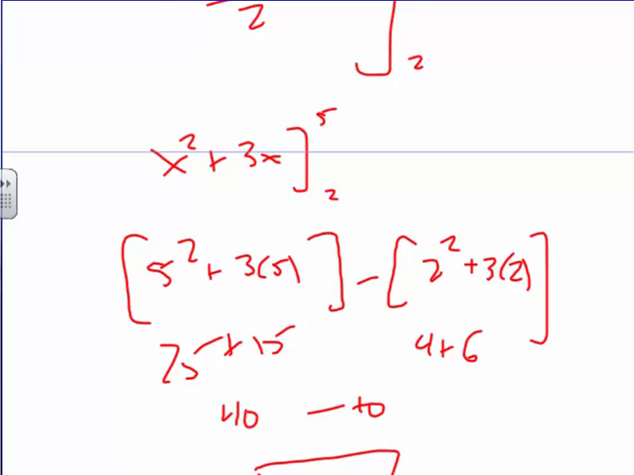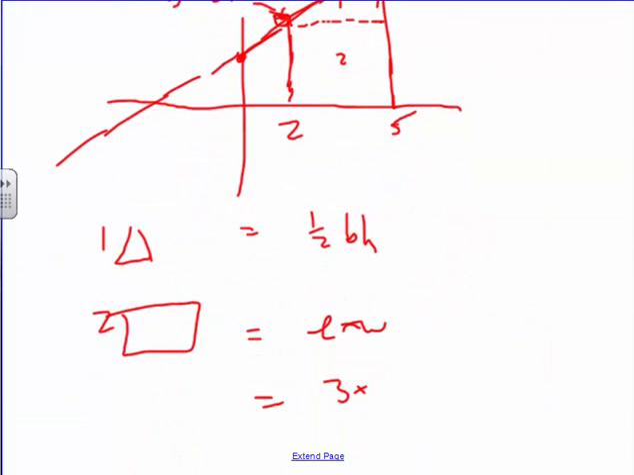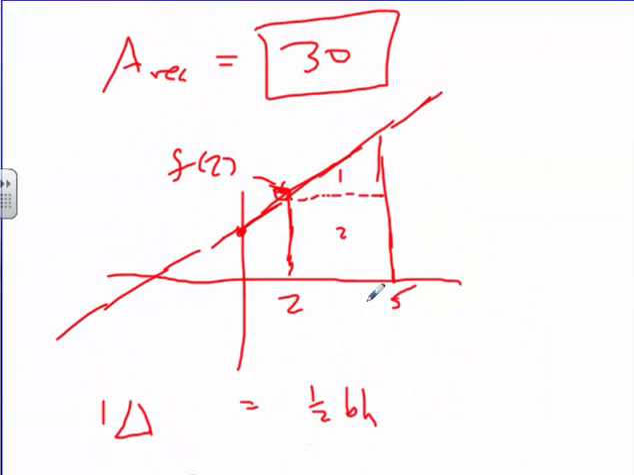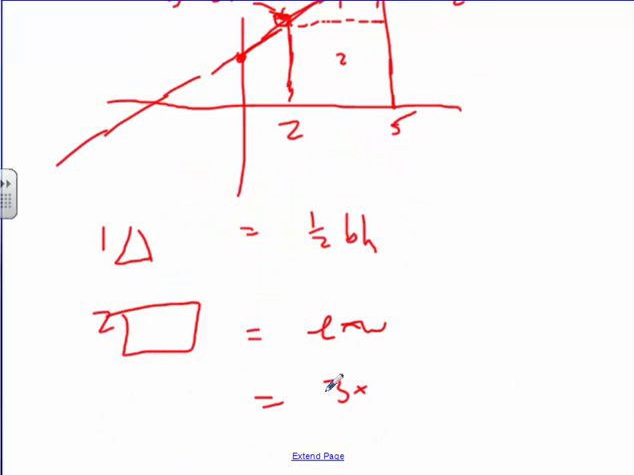Let's see, what was my original graph here? It was 2x plus 3. So for 2 times 2 plus 3, that would be 7. So 3 times 7 means that this guy right here should have an area of 21.